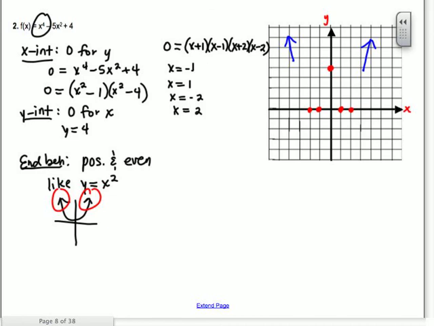Okay, now can you tell what it looks like? It's going to come down, it's going to go through that point and back up. And those are the only places it can cross the x-axis. Those were the only zeros we had. It's going to go up and hit that point, back down. Looks like a W.